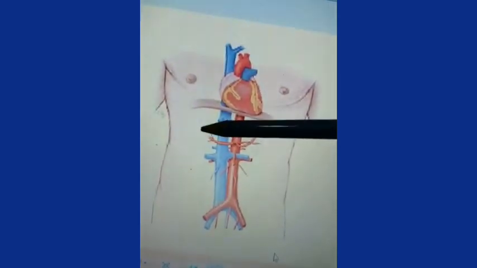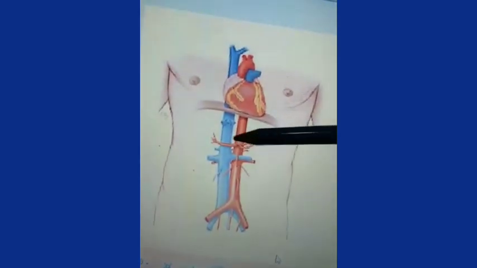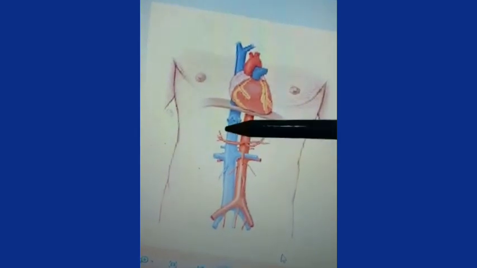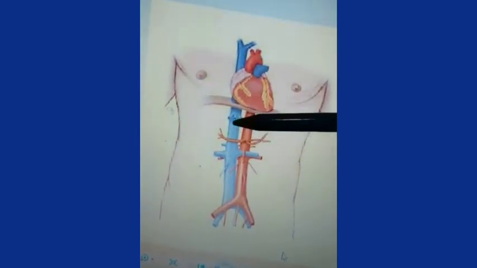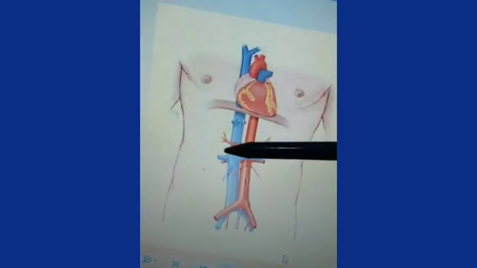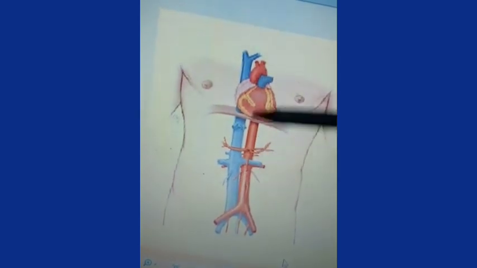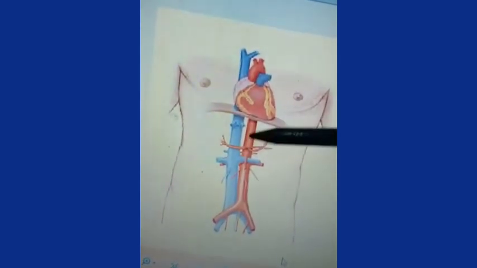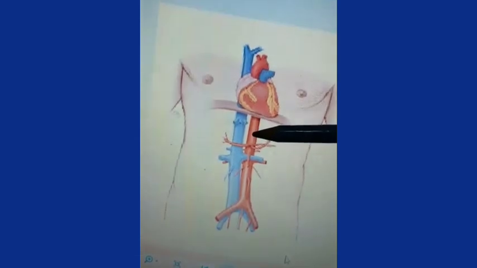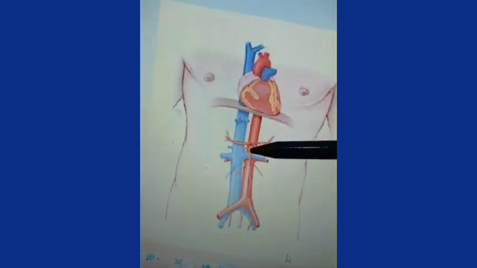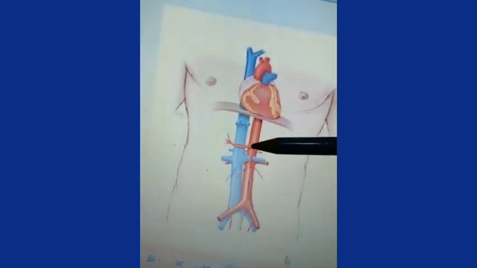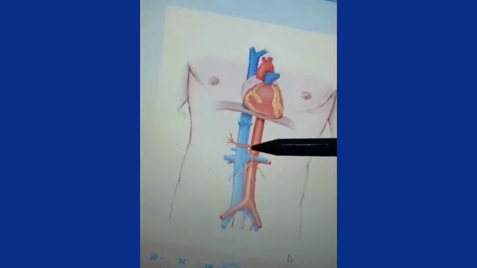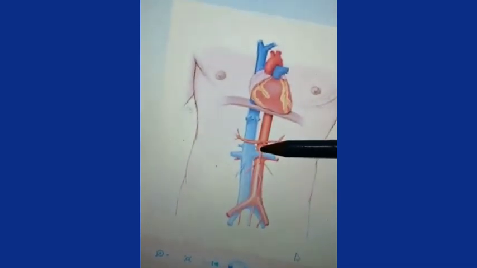Here is the body of the pancreas and the third part of the duodenum. Here is the body of the pancreas and here lies the third part. So anterior to the abdominal aorta is the celiac and the aortic plexus. Then is the body of the pancreas with the splenic vein posteriorly, and the third part of the duodenum.